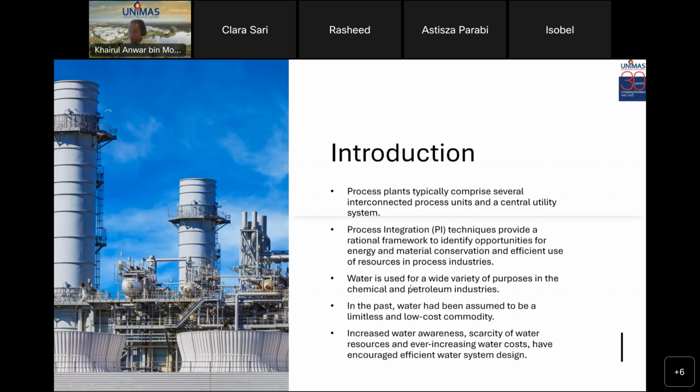Water is used for a wide variety of purposes in the chemical and petroleum industry. In the past, water had been assumed to be a limitless and low-cost commodity, but increased water awareness, scarcity of this resource, and increasing water costs have encouraged efficient water system design. So we conduct process integration for water as well. Before this, it was for heat and energy.